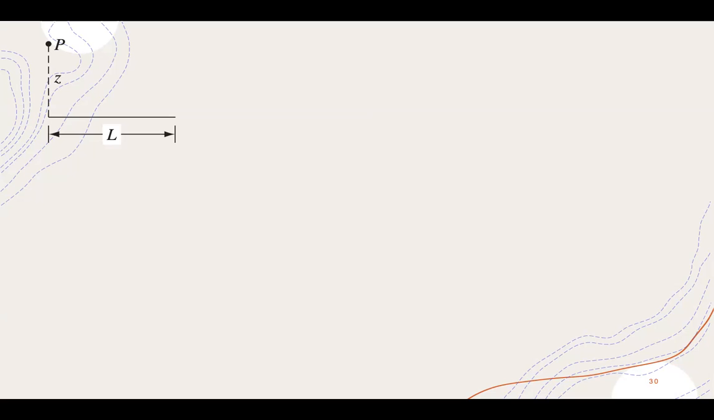Now another problem can be like this. Let's suppose you have a wire like this, and you need to find the electric field at some point P near one of the edges of this wire, at a distance given as Z. How are you going to do this? Obviously we don't have time, because it will take a lot of time.